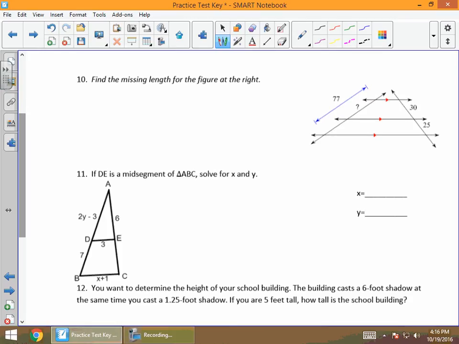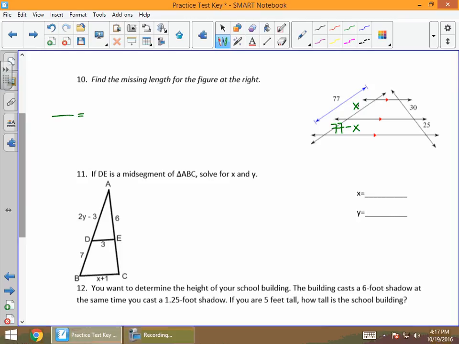Okay, number 10. This is the corollary that talks about if you have several parallel lines cut by two transversals, then the pieces will be cut proportionally. So this question mark says find the missing length. I'm going to call it x instead of question mark. And since I know this whole segment here is 77, if I take x away from the whole part, then this part here will be 77 minus whatever x is. So now I have my two parts.